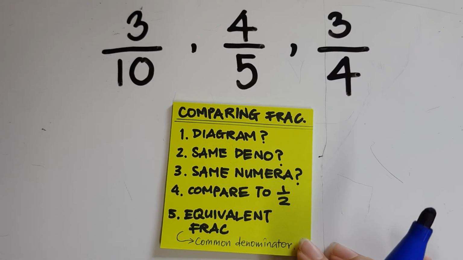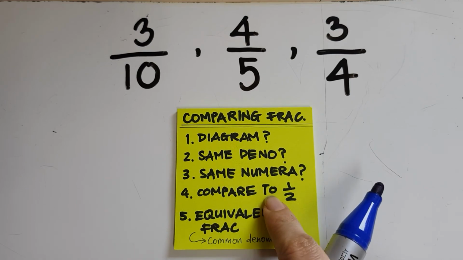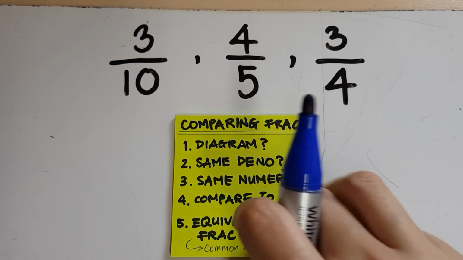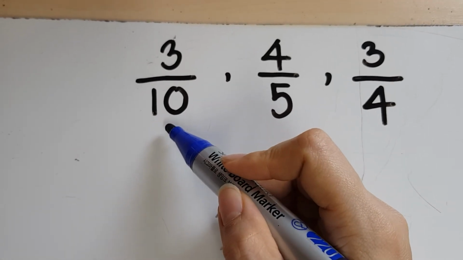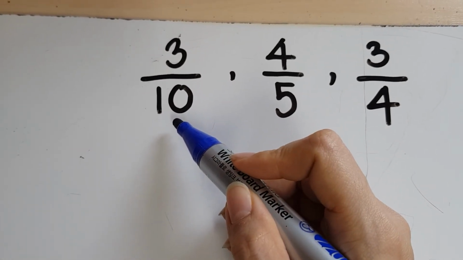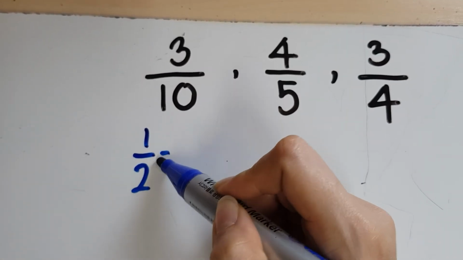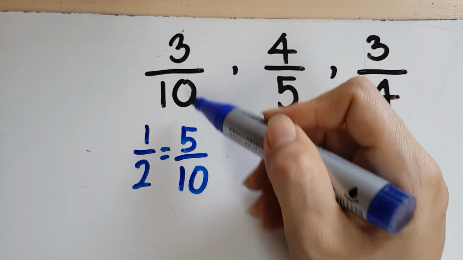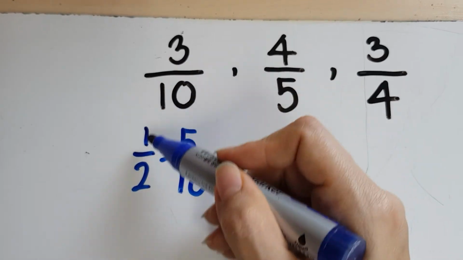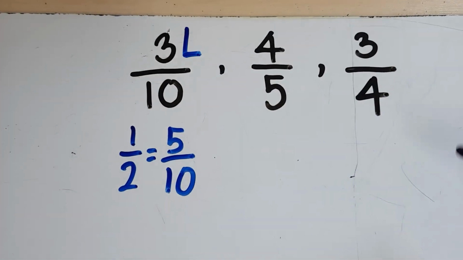But this time, because I want to speed it up, I'm going to go straight to compare to half. Okay, so let's try that. If I have 3/10, half would be 5/10. So half would be equivalent to 5/10. So 3/10 is less than 5/10. Therefore 3/10 is less than half. I'm going to put an L.